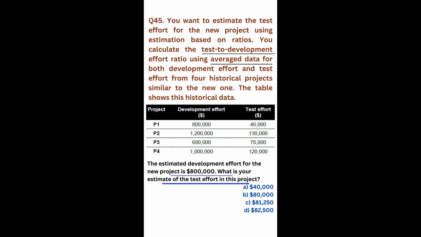Question 45. You want to estimate the test effort for the new project using estimation based on ratios. You calculate the test to development effort ratio using average data for both development effort and test effort from 4 historical projects similar to the new one. The table shows this historical data. The estimated development effort for the new project is $800,000. What is your estimate of the test effort in this project?